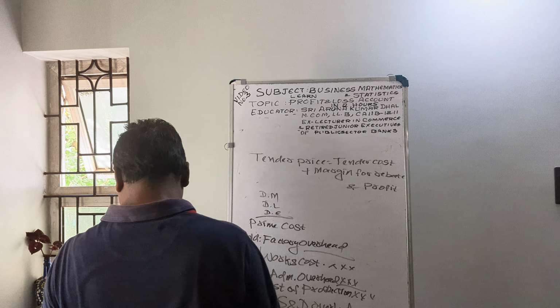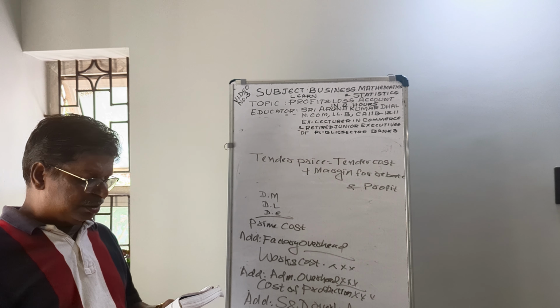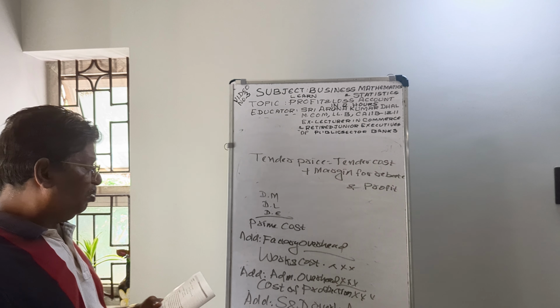So, cost of material, labor, service, factory overhead, office overhead, selling and distribution are carefully estimated, keeping in view the past cost records and the probable rise or fall in the price and rate of various expenses. Cost of goods sold means cost of goods tendered here. You see here, so tender price equals tender cost plus margin for rebates and profit. So estimated cost of material, labor plus all other expenses.